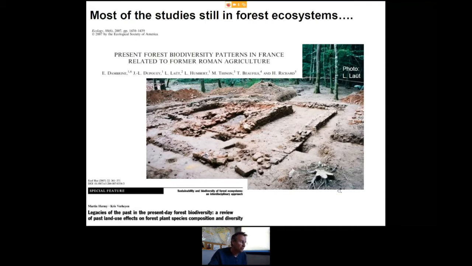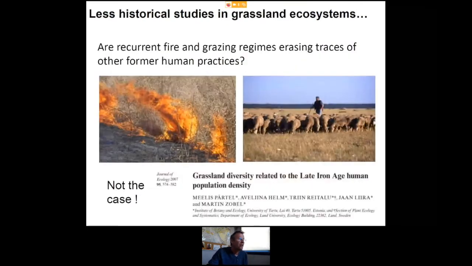And also this review of Martin, this famous review, but a lot of, and perhaps most of, publications in historical ecology are done in forest ecosystems. For herbaceous ecosystems, there is perhaps always the risk that the current fire regime and the grazing regime have erased the trace of other former human practices, the old ones.